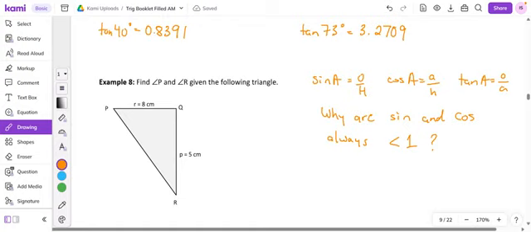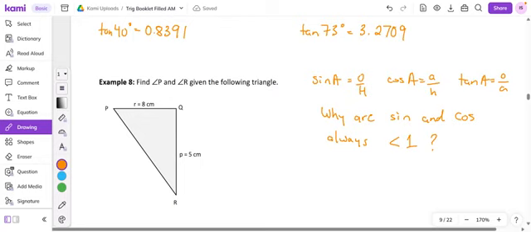Okay, so talk to your group. Why is sine and cosine always less than 1? And why is it that tangent can be bigger than 1? Look at the formulas. What's on top? What's on bottom? What's the longest side? Who's stuck? So, folks, which side is always the longest side?